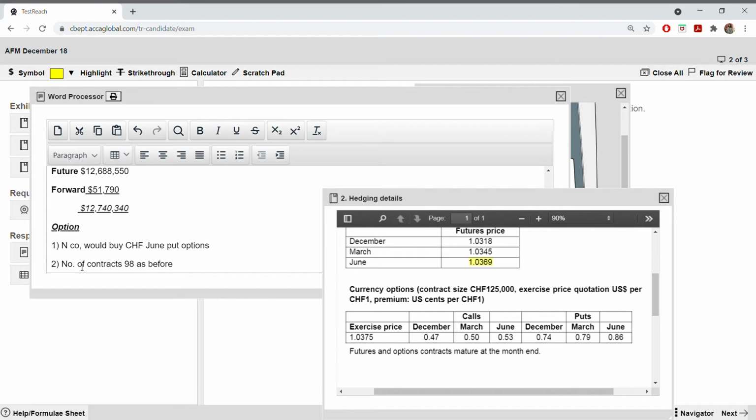You don't have to write the reason, okay? That the contract size was this much, that's why it's this much. No need of all those reasons. Just say as before, that's it.